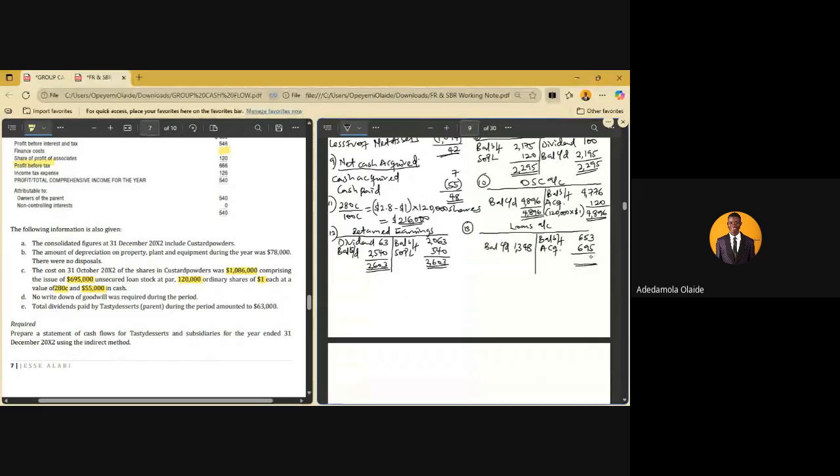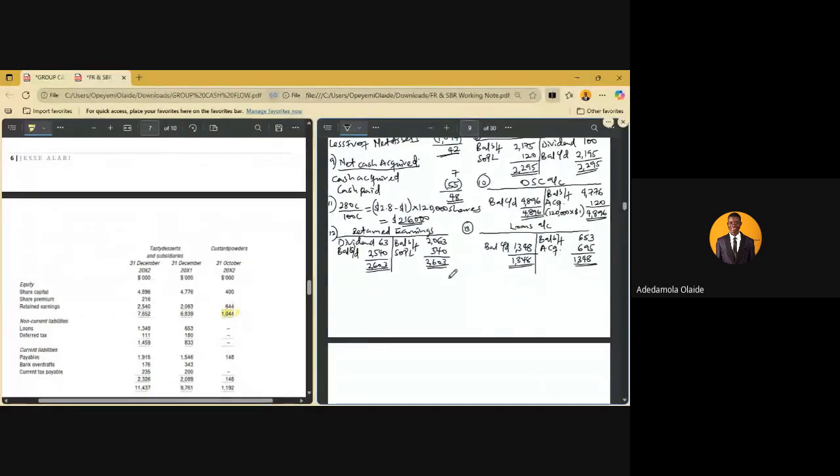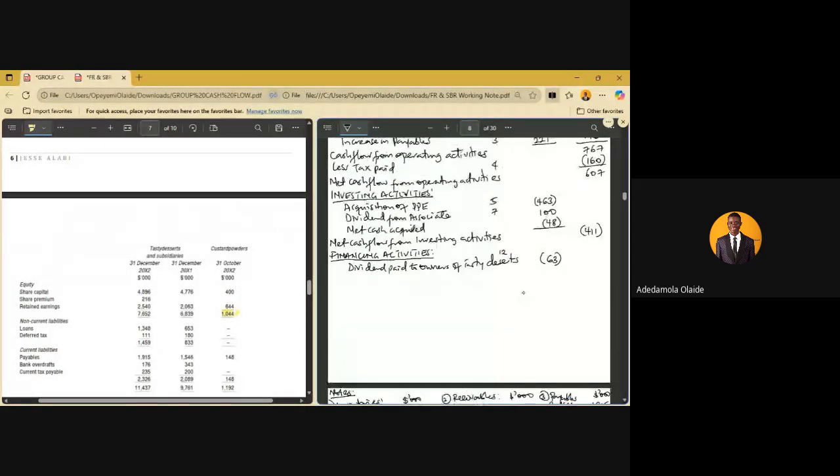This will give us what? 1348. So that means the increase was as a result of the acquisition. It's not coming there also. The next is what? That is all we have. Deferred tax has already been treated. So net cash flow from financing activities.